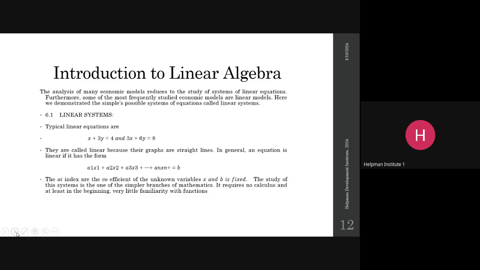So in general, an equation is linear if and only if it has the representation x1, y1, x2, y2, x3, y3 up to xn, yn equals bn. Let me see if I can use the whiteboard. Sorry, let me show the classroom board if we can show some illustrations.